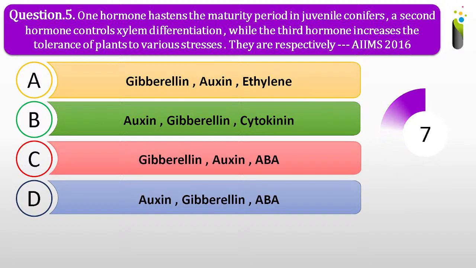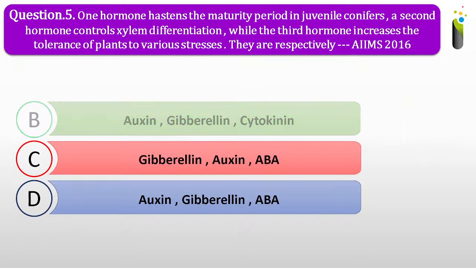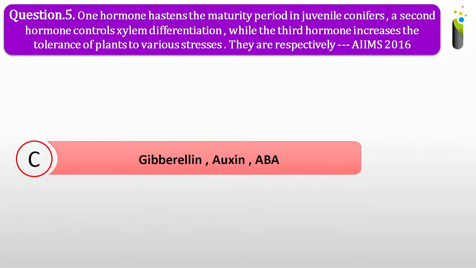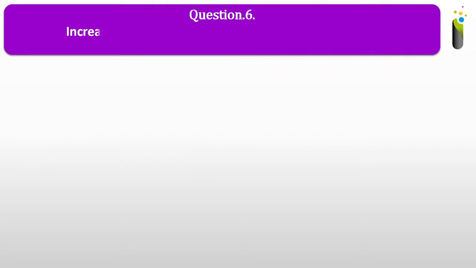And the correct answer for this question is, tell me, think and answer quickly. It's gibberellin, auxin, and abscisic acid. See, the hormone which hastens the maturity period in juvenile conifers is gibberellin. The hormone that controls xylem differentiation is auxin, while the hormone that increases the tolerance of the plants to various stresses is abscisic acid.